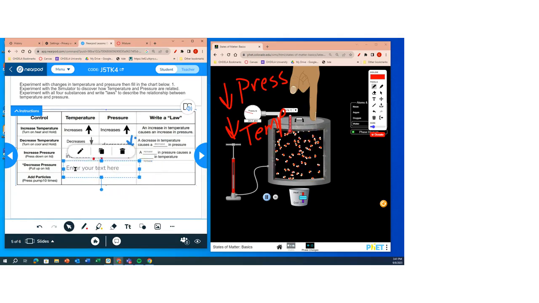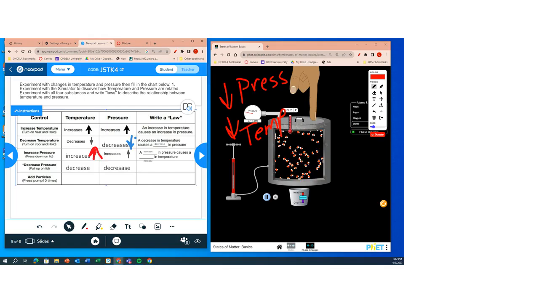So I'm going to put it, I think I'll try to do it this way. Decrease, decrease, and then I think I can get it. Let me move it over and decrease. All right, decrease and decrease. So a decrease in pressure.